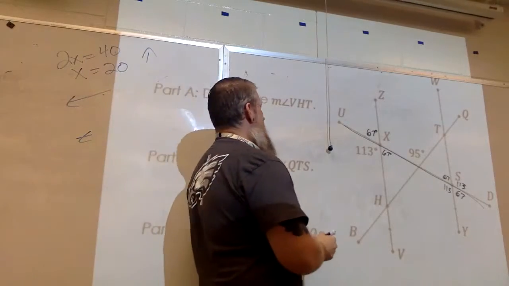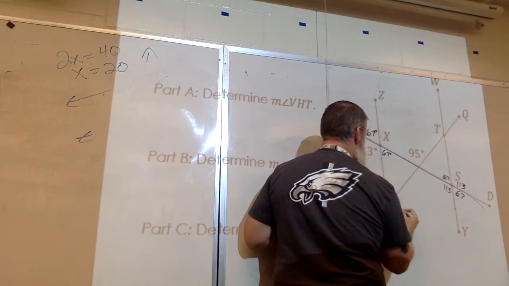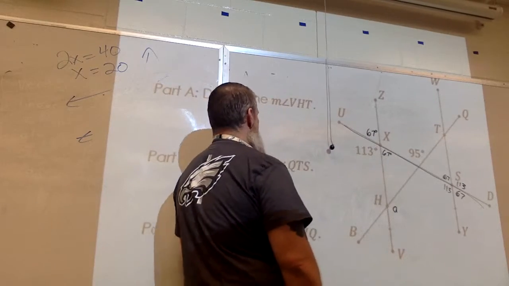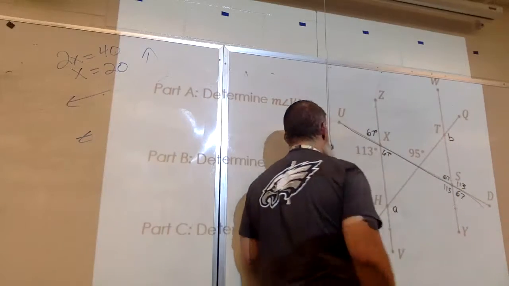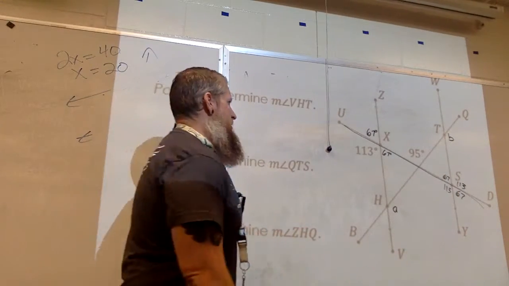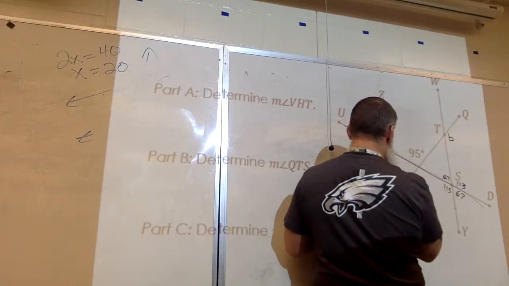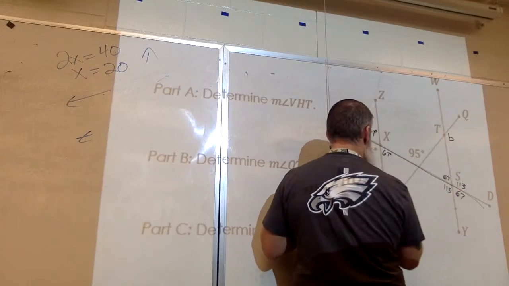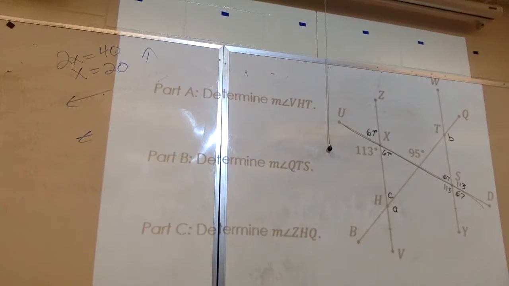But since the angles they're asking about, VHT is right there. QTS is right there. And then ZHQ is right there. Okay, I'm actually probably going to find that number first.